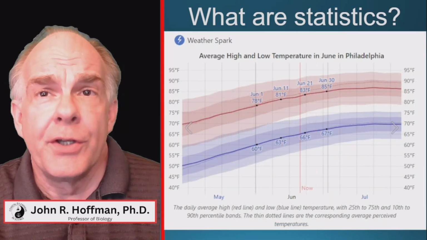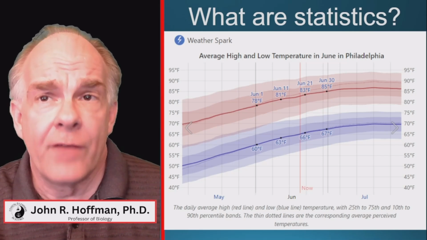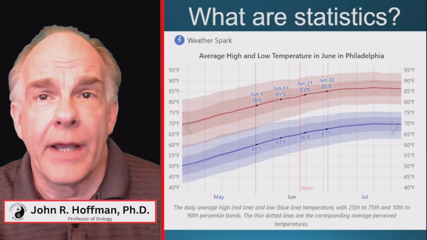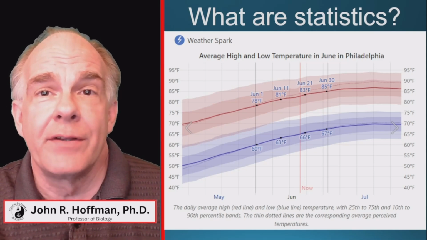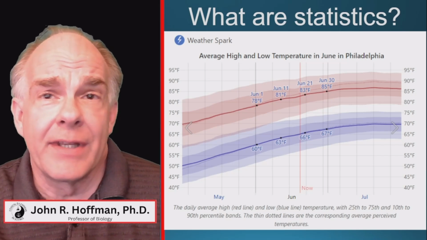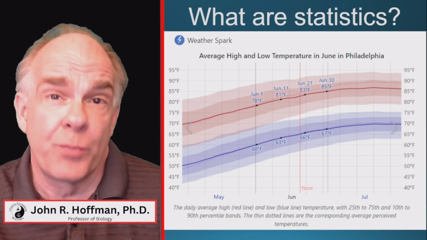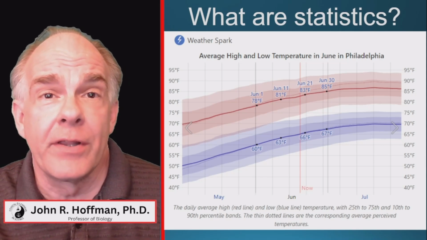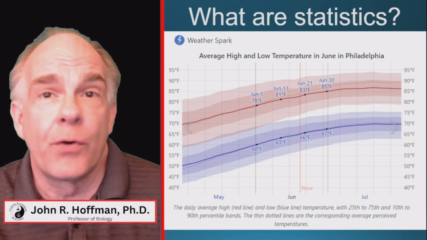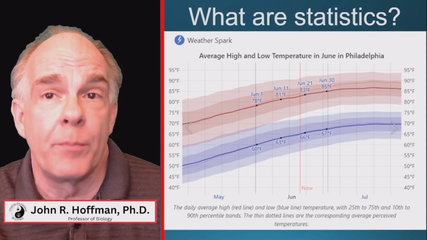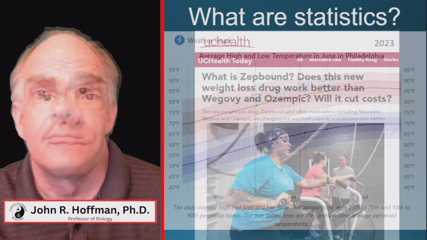This graph uses a form of statistics, an average. The average high in red and low temperature in blue, using all of the temperatures in their database. This smooths out the daily variation and shows, not surprisingly, that the temperature in Philadelphia gets hotter as we go from May into June. The average is a form of statistics used in describing numbers or observations.